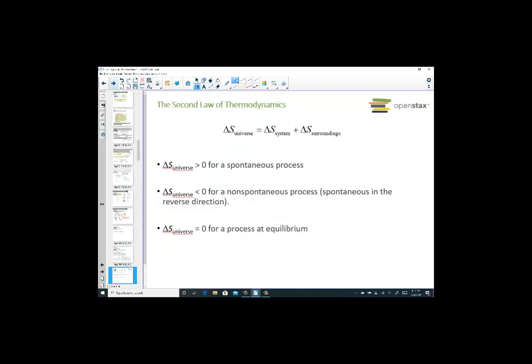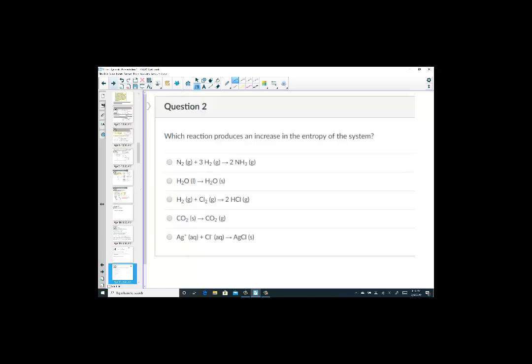That second law of thermodynamics is very important to remember: spontaneous reactions show a positive entropy for the universe. Non-spontaneous processes show a negative entropy. And if the entropy is 0, the process is in equilibrium, emphasizing the second law of thermodynamics.